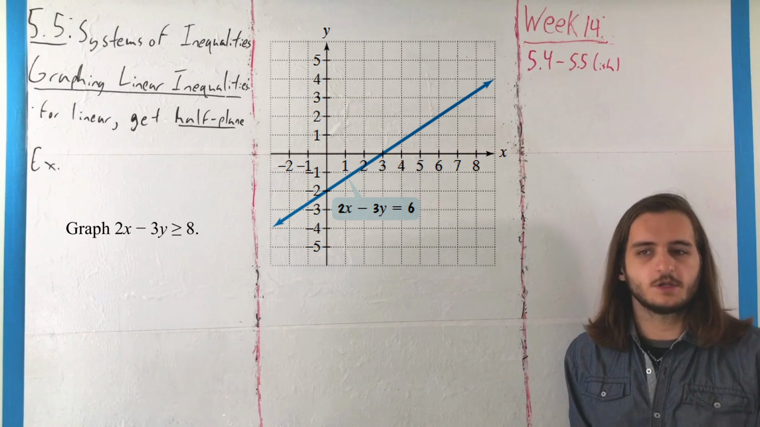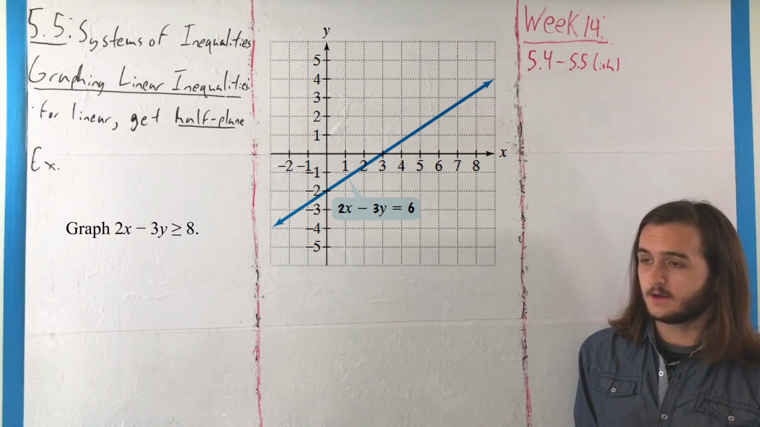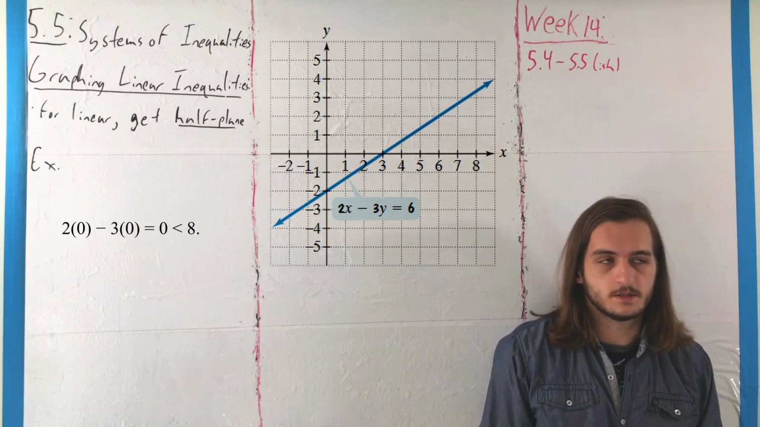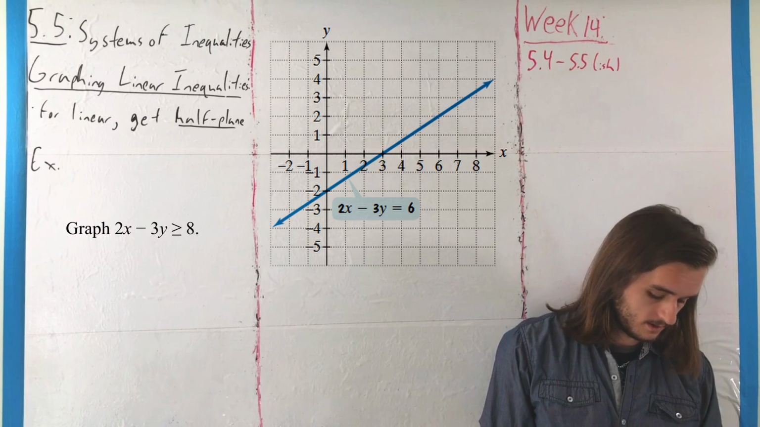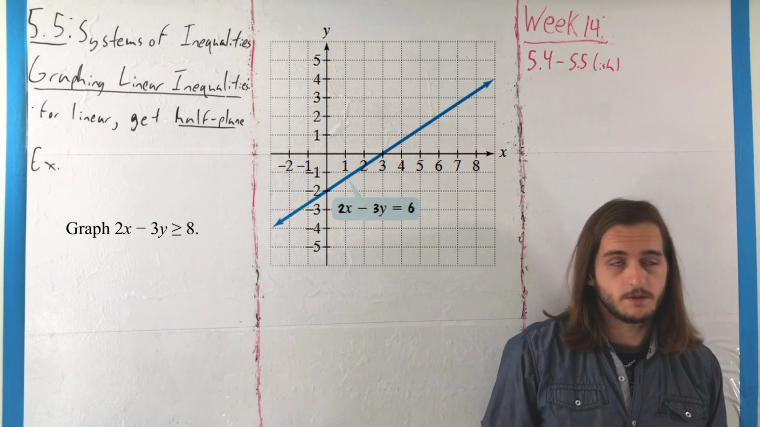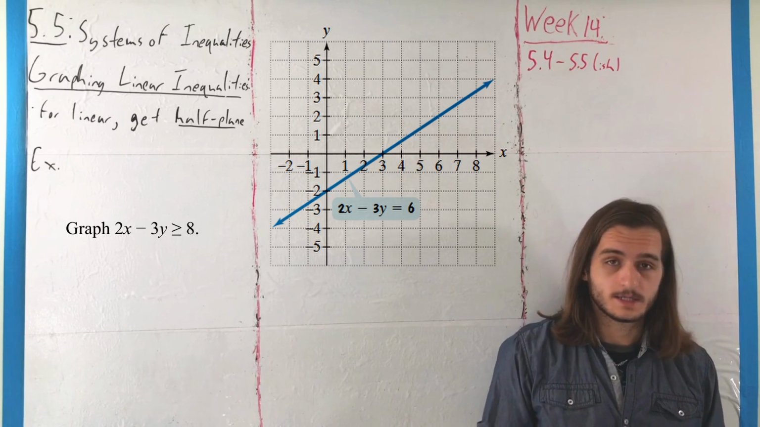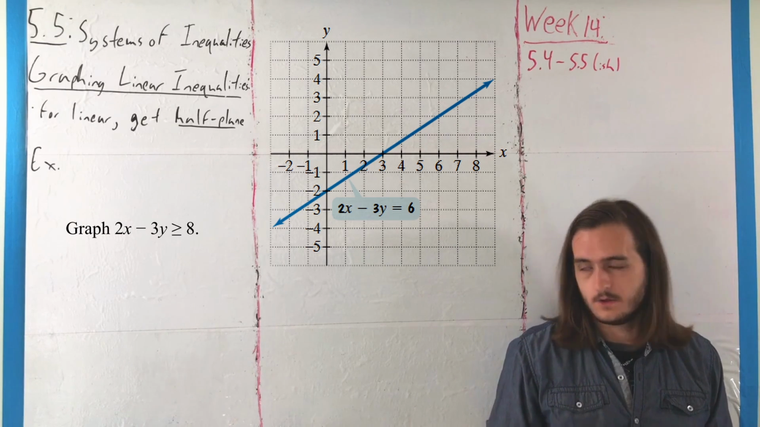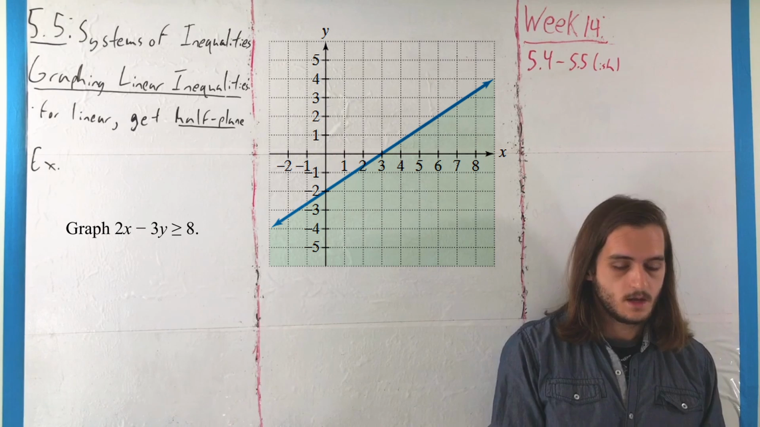And if we ever get to use the origin, we should use the origin because zeros are very easy to work with. If we use the origin there, that means we would have 2 times 0 minus 3 times 0, which is equal to 0, which is less than 8. But we want things at least 8. So (0, 0), that is the origin, is not going to satisfy our inequality. And to get things that do, we take the side that is not including (0, 0), and get a graph like so. We get everything else.